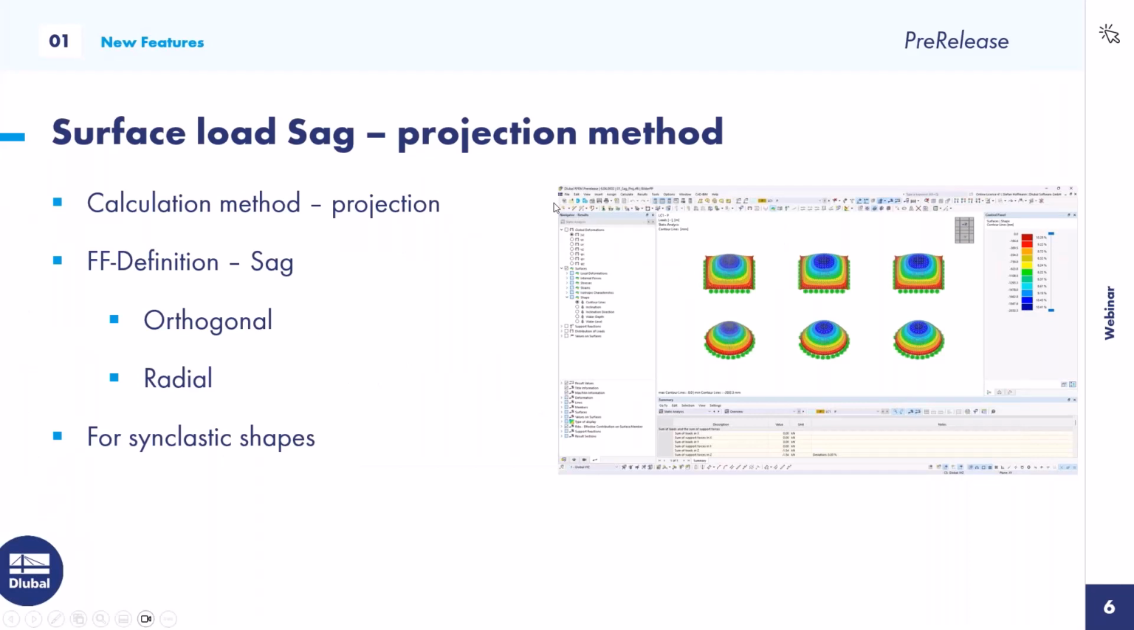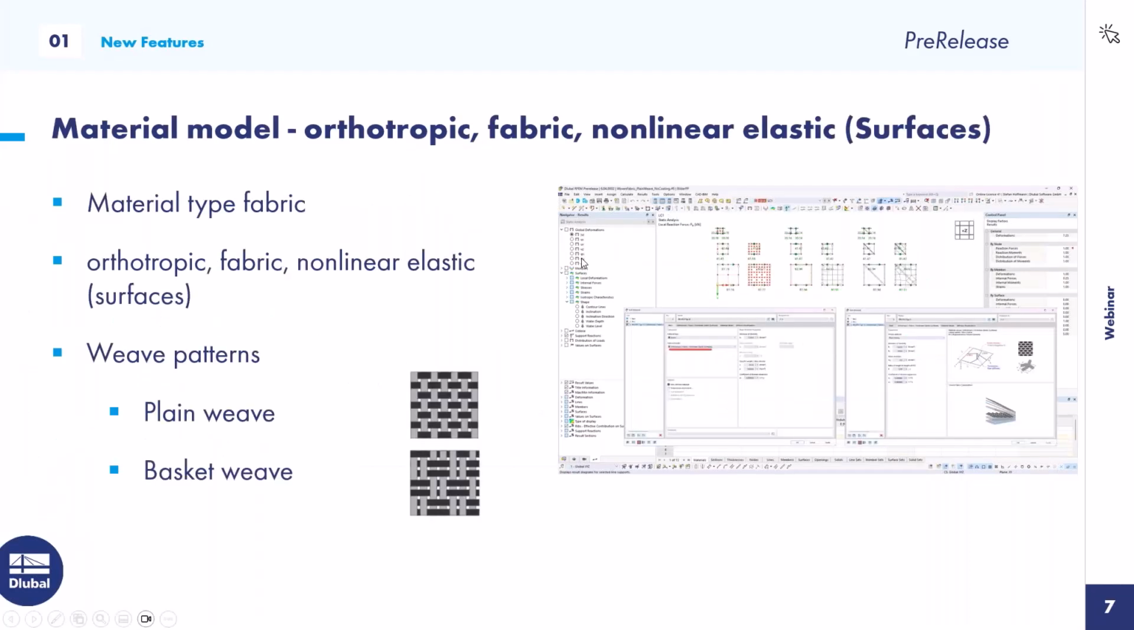So let's go on with the last feature for today. It's also yet in the pre-release mode. It's a new material model we are going to introduce to you. It's the orthotropic fabric nonlinear elastic surface material model. So it's available for materials of the type fabric. Due to the fact that it's nonlinear, I think it's going to require a nonlinear add-on later on, of course. And it offers you the orthotropic nonlinear elastic behavior of your membrane material.